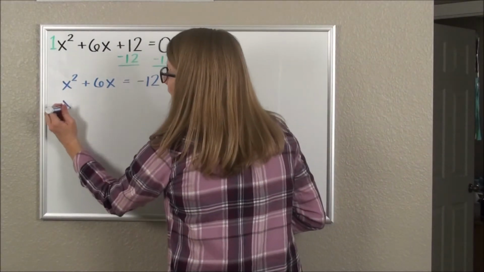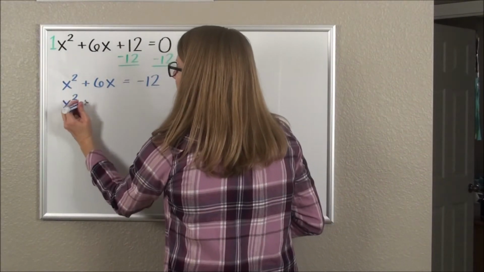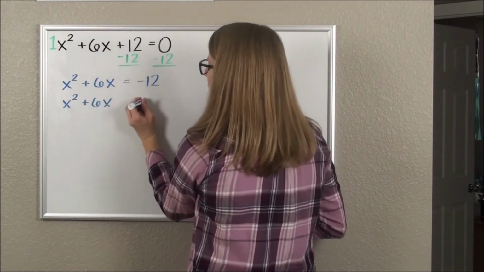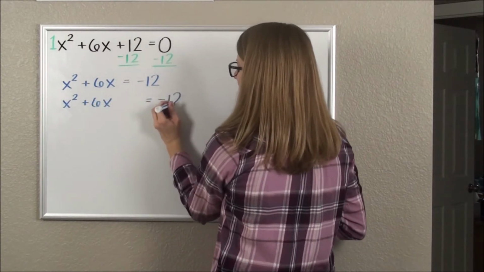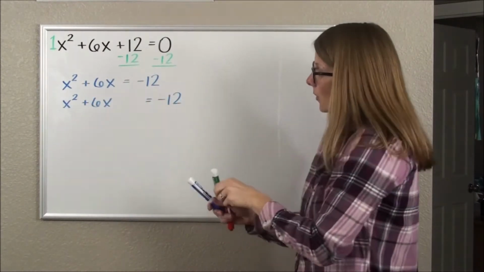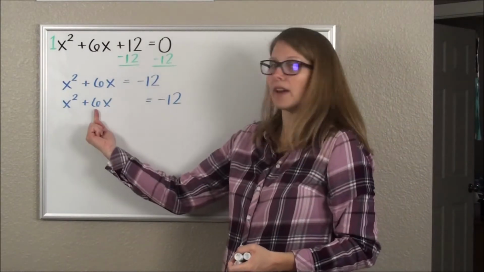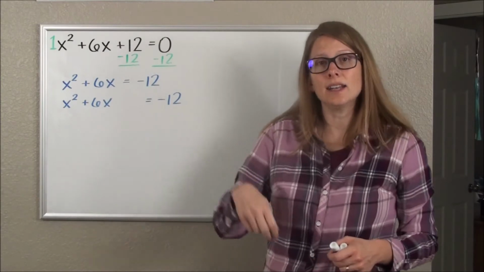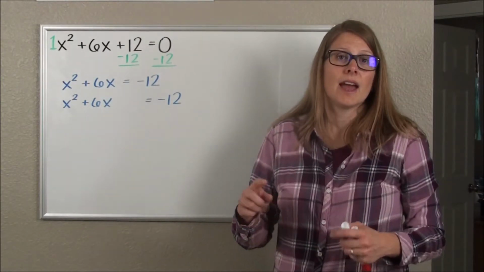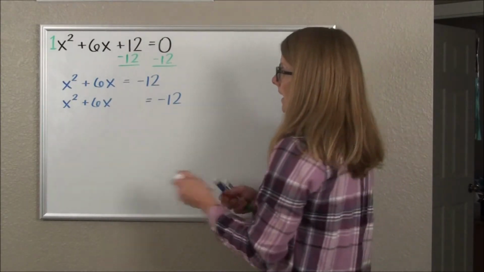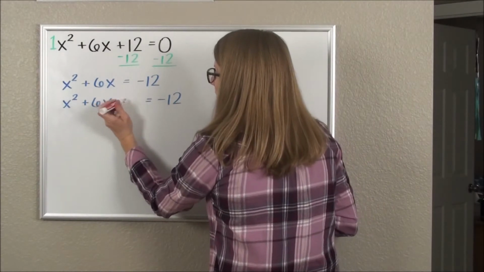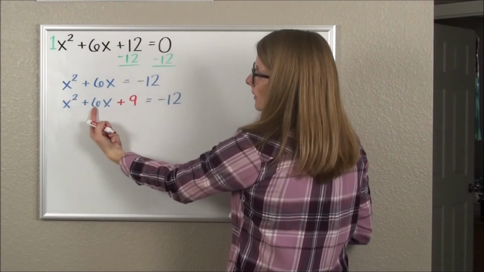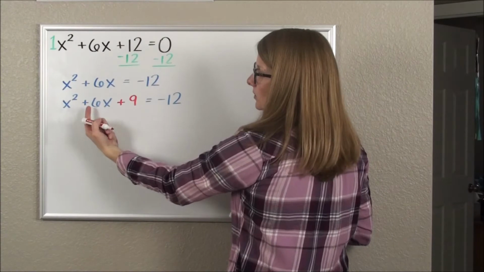Our job is to find some magic number that we can add to the left to turn it into a perfect square. So the way I do that again is I look in front of x, I take that number, which in this case is 6, I cut it in half to get 3, and I square that to get 9. So 9 is going to be my magic number here. So again, you look to the middle, you cut it in half, and you square it.